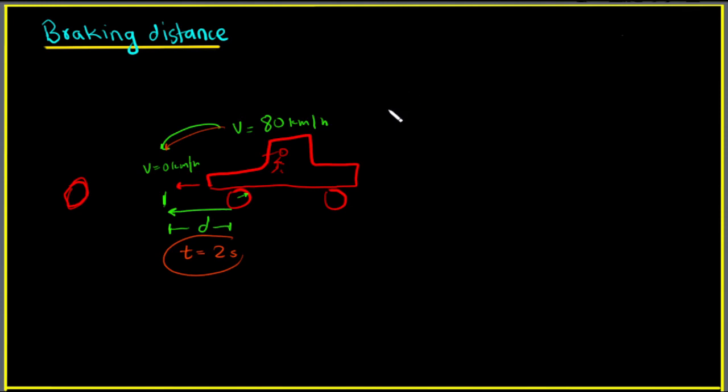So first of all, you shouldn't actually be worried about calculating braking distance. At first, you should be worried about how you can calculate the acceleration or deceleration, to be exact, of this car. So the deceleration is going to be equal to the change in velocity divided by the time that it takes. The change in velocity is 80 kilometers an hour, and the time that it takes is 2 seconds, right?